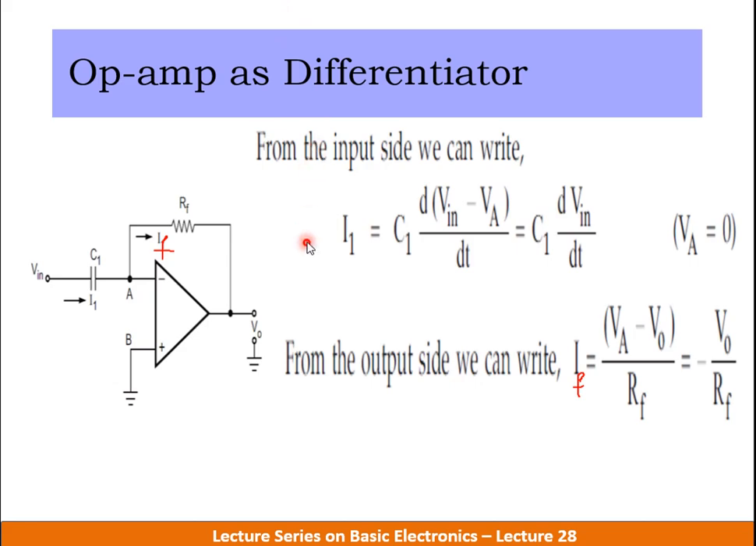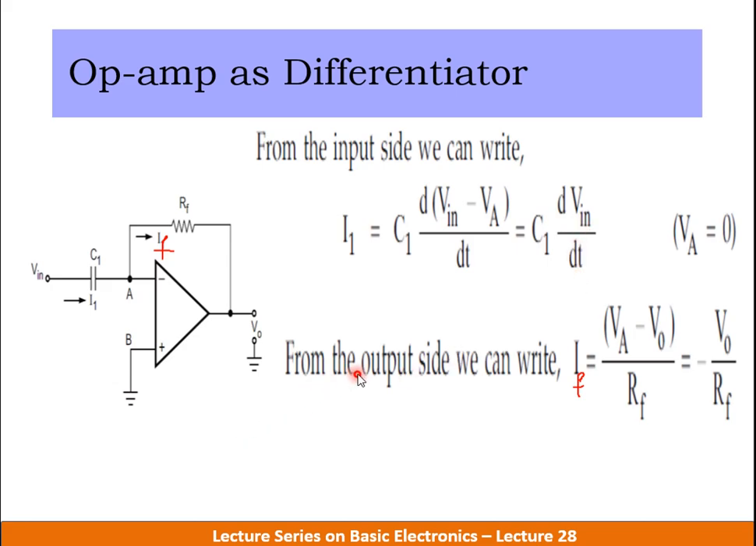Now we are supposed to calculate the value of I1. Here I1 is equal to C into d(Vin minus VA) divided by dt. So the current equation is given as I1 is equal to C1 into d(Vin minus VA) divided by dt. We know that VA is equal to 0 because of the virtual ground concept. Substituting VA is equal to 0, we get C1 into dVin divided by dt.